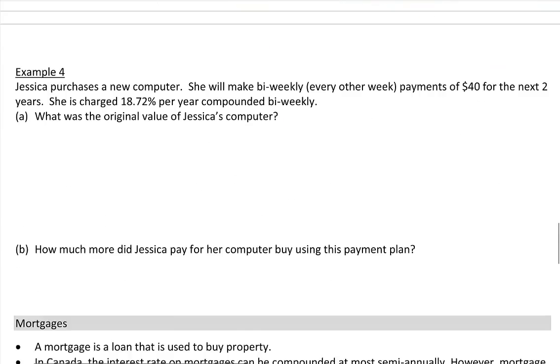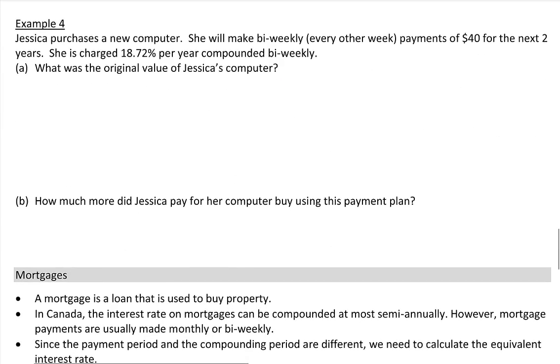All right, last one before we look at mortgages. So Jessica purchased a new computer. So first of all, you're purchasing something. So that means you're going to take a loan, most likely. So this should be a present value type calculation. She's going to make bi-weekly payments. Another hint, you're going to pay off this loan of $40 for the next 2 years.